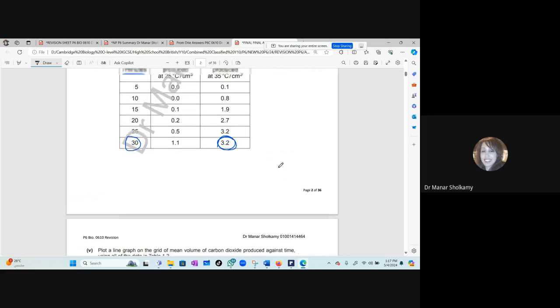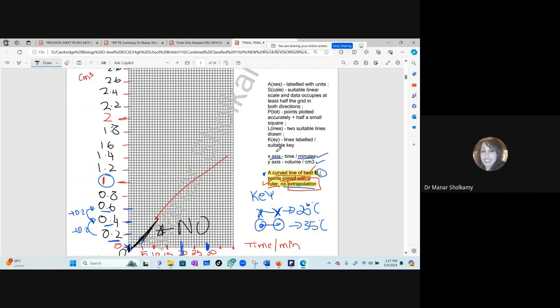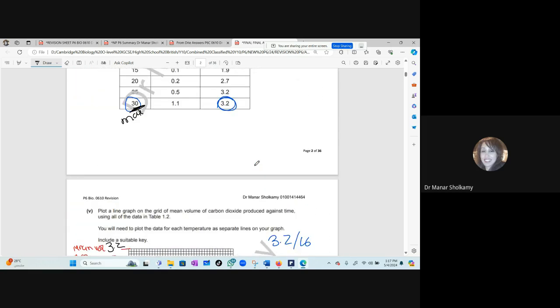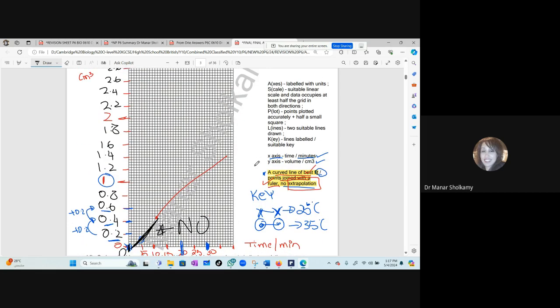You will go to the independent variable. You will mark the maximum value and make sure that this maximum value occupies more than half the graph. You will go to the y-axis, you will mark the maximum value and make sure that it marks more than half the graph.